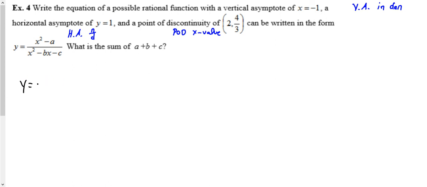So we got y equals, here's my line. Vertical asymptote of x equals -1, so that means in my denominator I'm going to have x plus 1 in my denominator. If I have a POD, my POD is going to be at 2, so that's x minus 2 in the denominator here. X minus 2 stacked right on top of it, so eventually we can cancel those out.